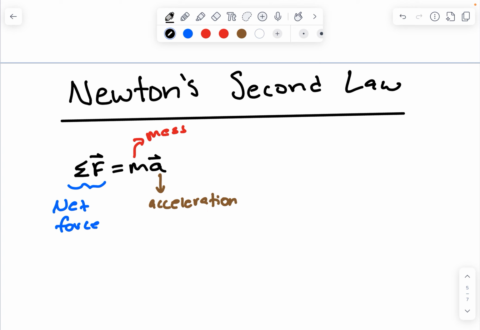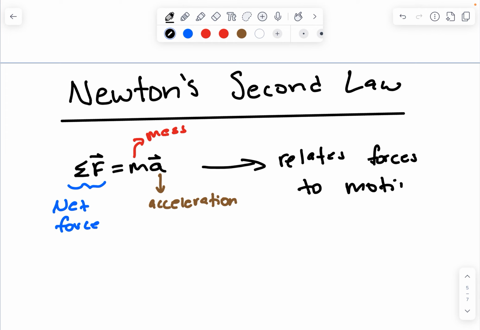So Newton's second law relates forces to motion, right? If I push on something with an X amount of force, that object moves, and Newton's second law relates them together. So let's go through some general steps on how to solve Newton's second law problems.